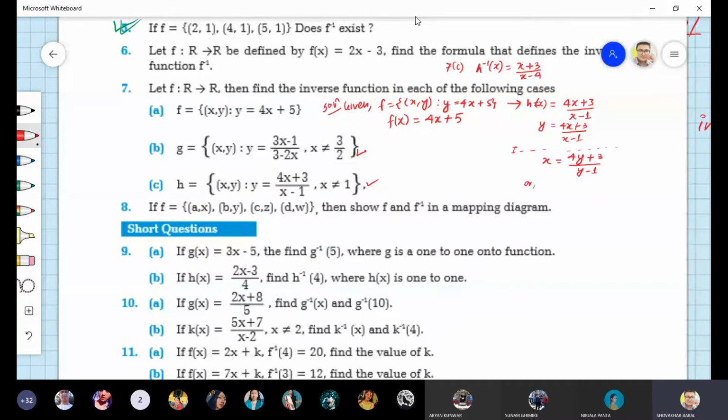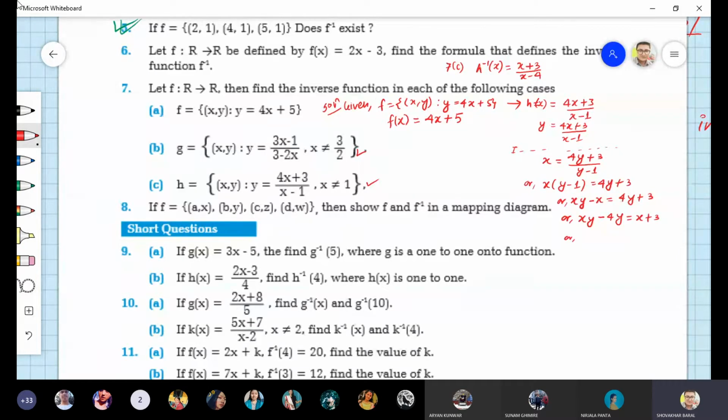For this, we cross multiply: x times (y minus 1) equals 4y plus 3. Multiplying with basic algebra, it will be xy minus x equals 4y plus 3. Shift all the terms that have y to one side: xy minus 4y. These two terms have y, so I'm shifting them to one side. Now it will be x plus 3 on the other side.